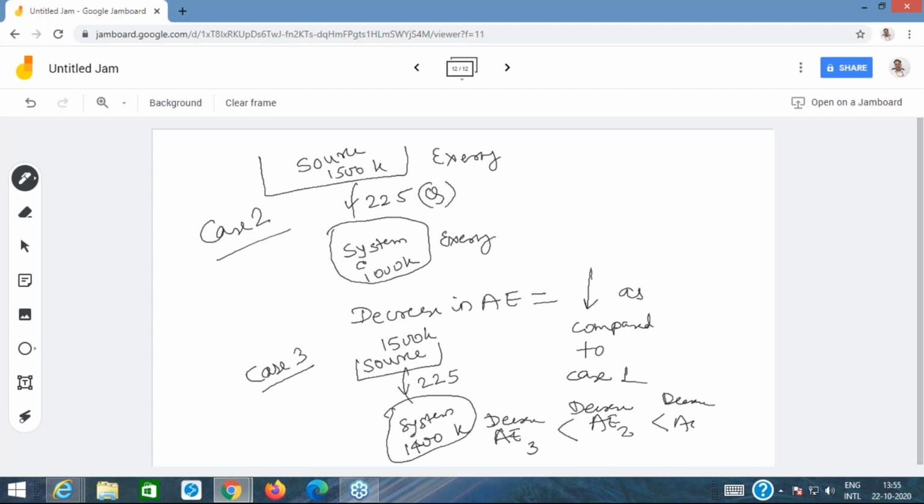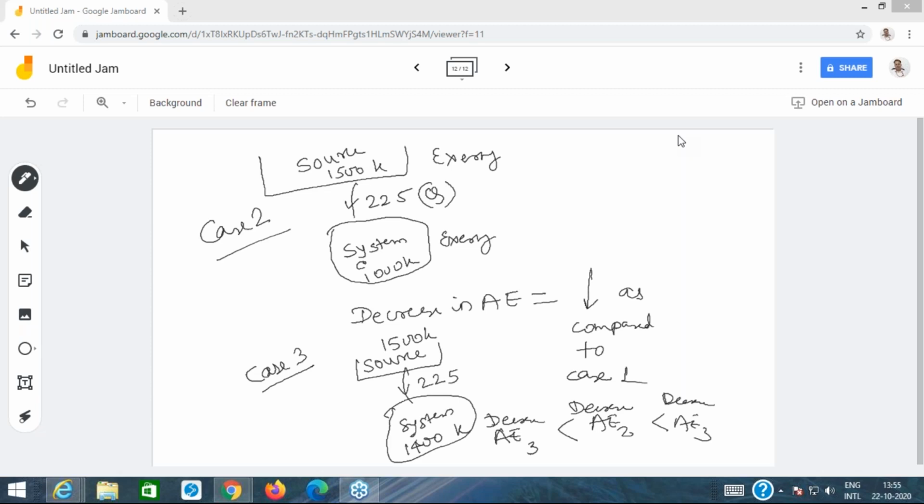So which case is better? Case 3, case 2, or case 1? Which case is better? Yeah, Gautam, you are right. Which case is the better case? Gautam is right. Anybody else? Which case is the better case? Case 1, case 2, or case 3? Deepak, Nikhil, which case is better? Gargi, yes. Which case is a better case? I want the students to answer this.